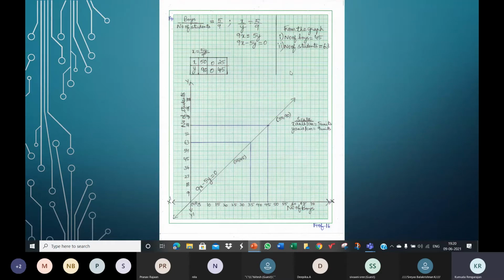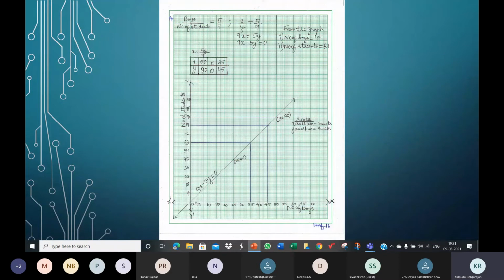Now these are the x values. You need to have these values 50, 0. You must be able to read these values conveniently from the scale you take. 50, 0, 25, then this 45, because 45 is also an x value. So the scale, you can see, is multiples of 5. I told you the other day, you can even take 10, 1 centimeter, 10 units. I have taken 1 centimeter, 5 units.